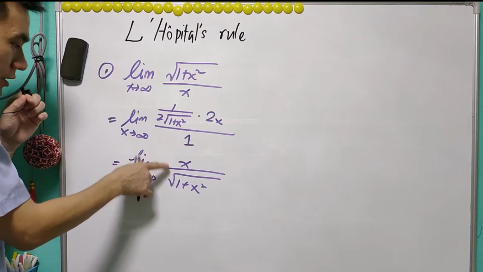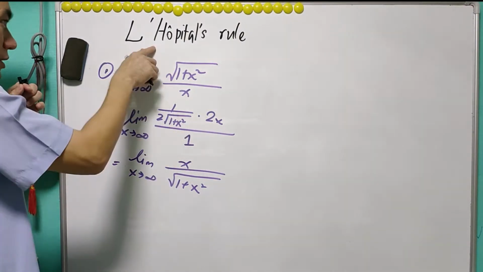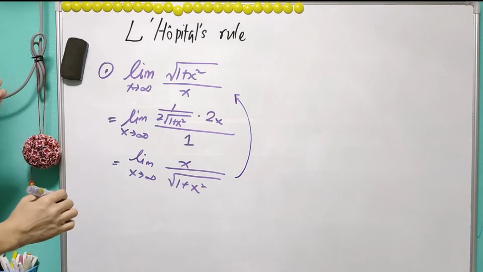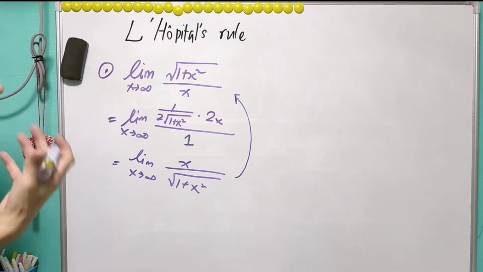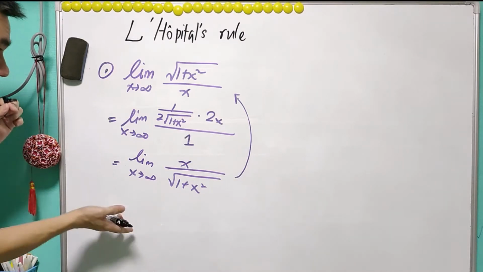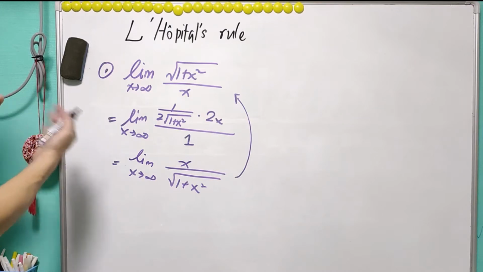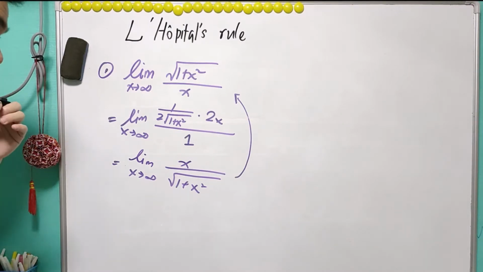Again, it is infinity over infinity. If you apply L'Hopital's rule again, then we'll get back this expression again. And we are unable to get the final answer from here. So this is the first scenario where L'Hopital's rule seems not so powerful.